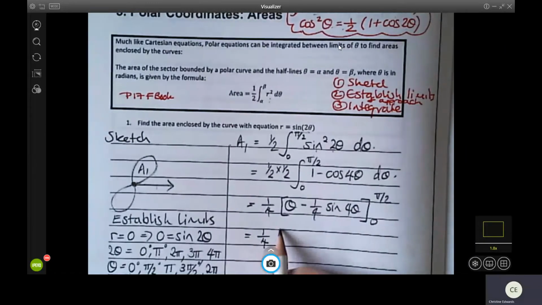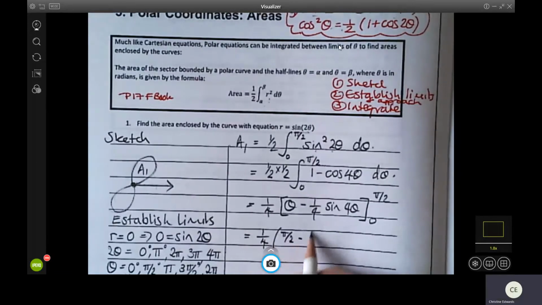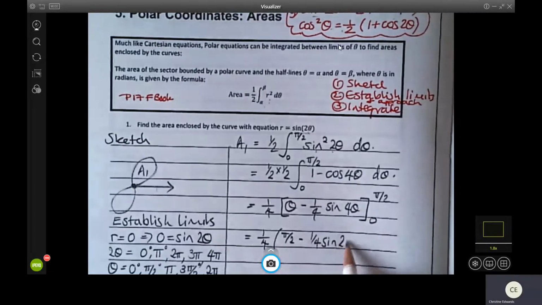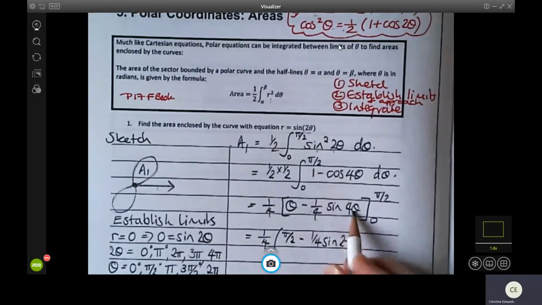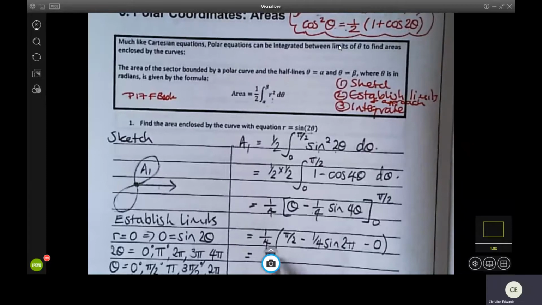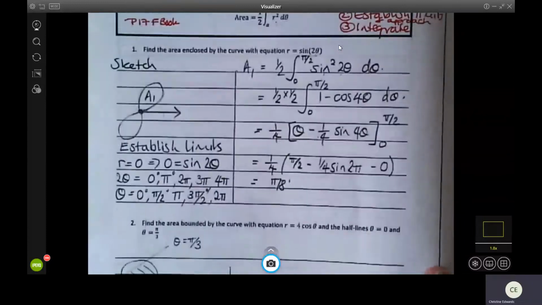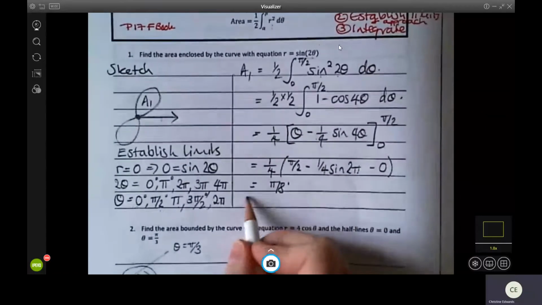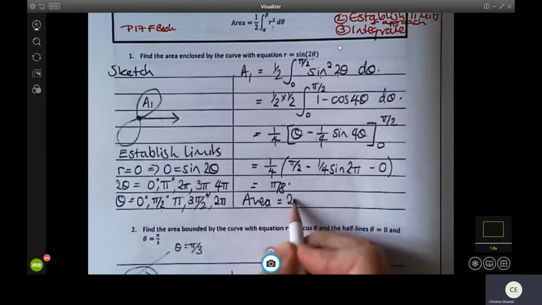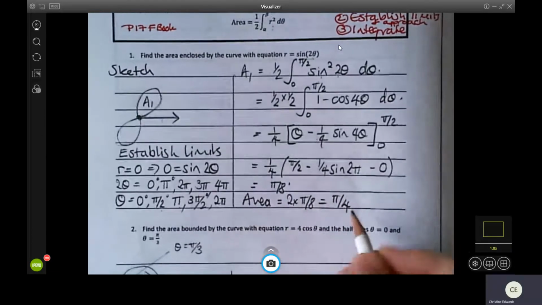Subbing in and evaluating, I will get pi over 2 minus a quarter sine of 2 pi. And then when I sub 0 in, I'm going to get 0. So that gives me an answer of pi over 8. That was one petal. I need the area enclosed by the curve, so that means I need to double this answer because I have 2 petals, so my area is pi over 4.